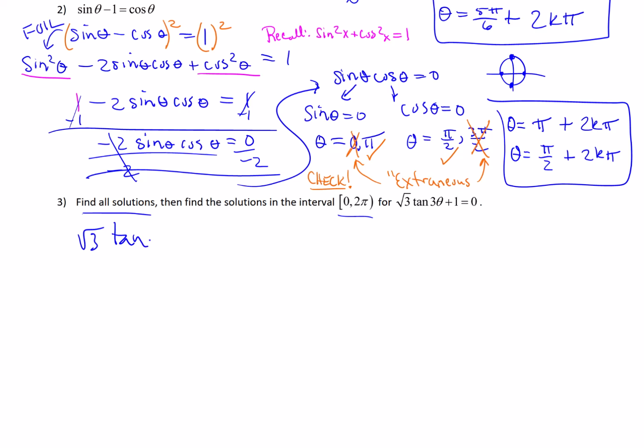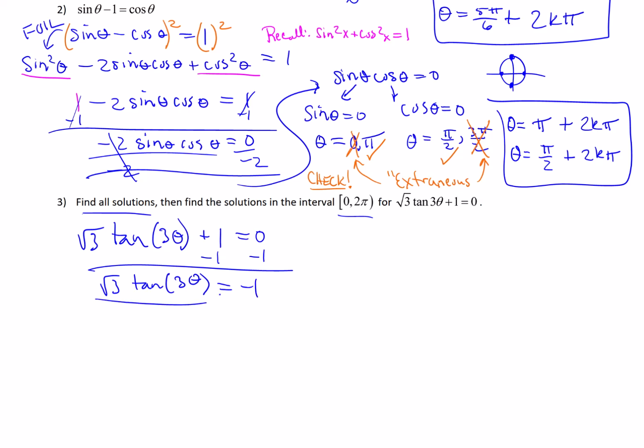I'm just going to copy this down. We had square root of 3 times the tangent of 3 theta, but that's like all the input of the tangent. The 3 theta, you could put it in parentheses after the tangent to make that super clear, and then plus 1, and then equals 0. Now, in order to solve this, like we've been doing, the first step is to get the trig function by itself. So we'll start by subtracting 1 from both sides. Just some basic algebra here. This means we have square root of 3 times tangent of 3 theta equals negative 1.